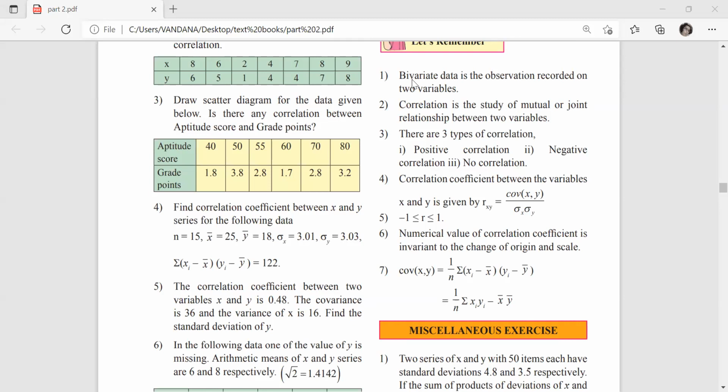5.1 question number 4. This is to find out the value of r. Find correlation coefficient between XY series for the following data. N is 15, bar X is 25, bar Y is 18. Standard deviation of X is 3.01. Standard deviation of Y is 3.03. And summation X minus bar X, Y minus bar Y is 122.